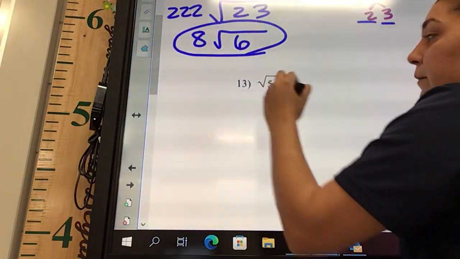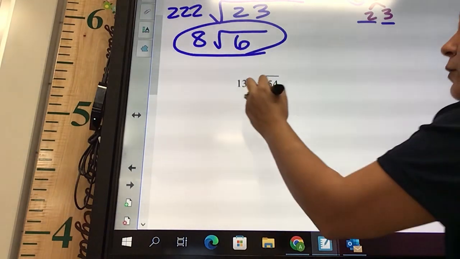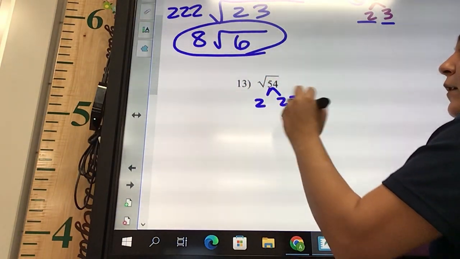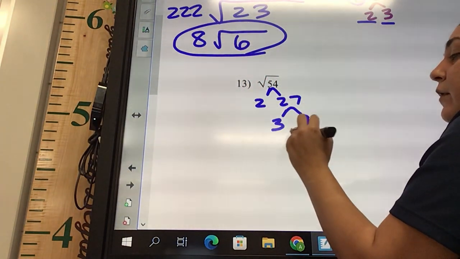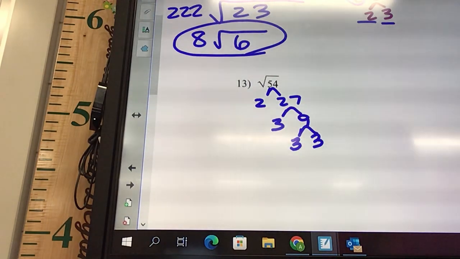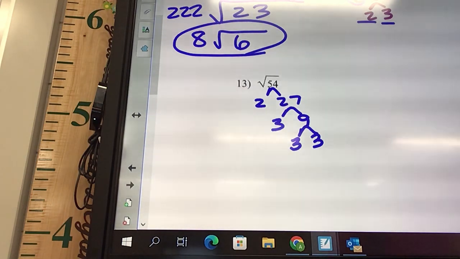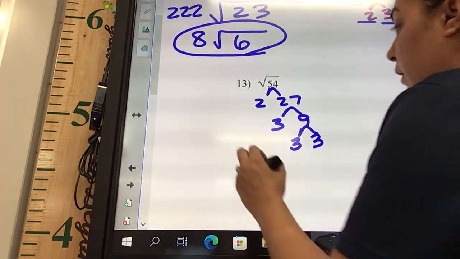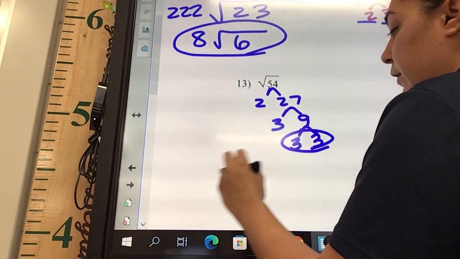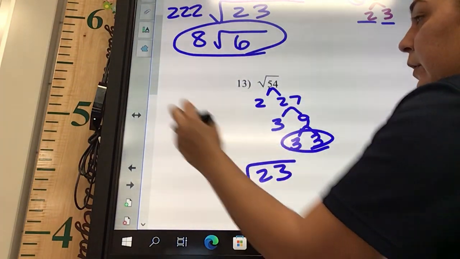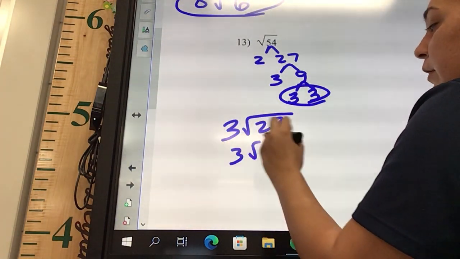Okay, 54. We're going to get 2 and 27, 3 and 9, 3 and 3. Okay, so we get the 3s. We're going to get 3 square root of 2 times 3, which is going to be 3 square root of 6.